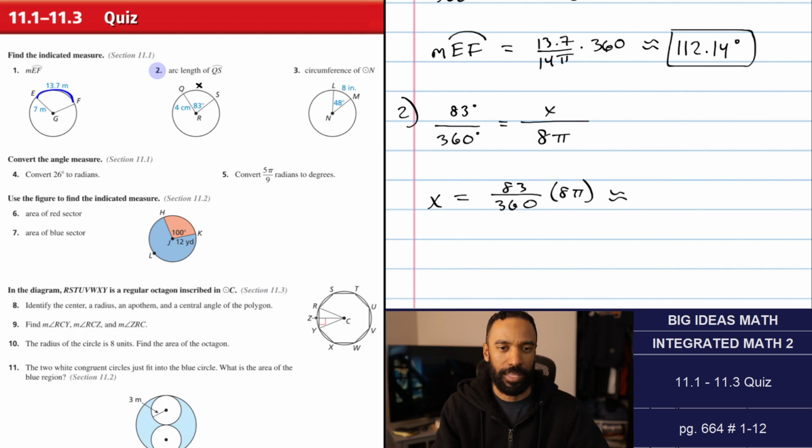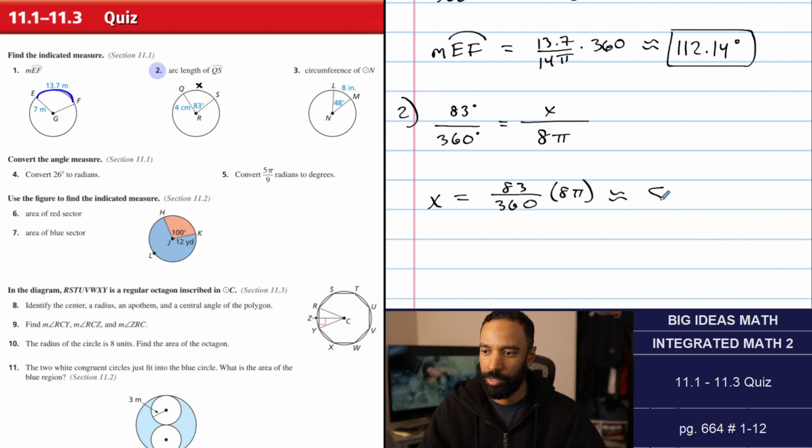And we will be rounding this answer, so this time I'll just kind of type it out here on the side. You won't see it. 83 over 360 times 8 pi. And I'm getting 5.79 about, and this is going to be in centimeters. And there you have it.